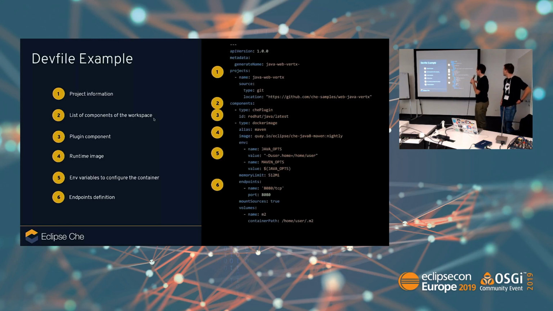So that's exactly what it provides. On the right here, there is the YAML format. As you see, the first part is the projects, with the location of the Git repository. Then there is a second part that is components, and you have components of type Che plugin, for example the Java plugin that brings Java support. And then you start having other components. It can be like a Docker image. We have components of type Docker image or Kubernetes or OpenShift.